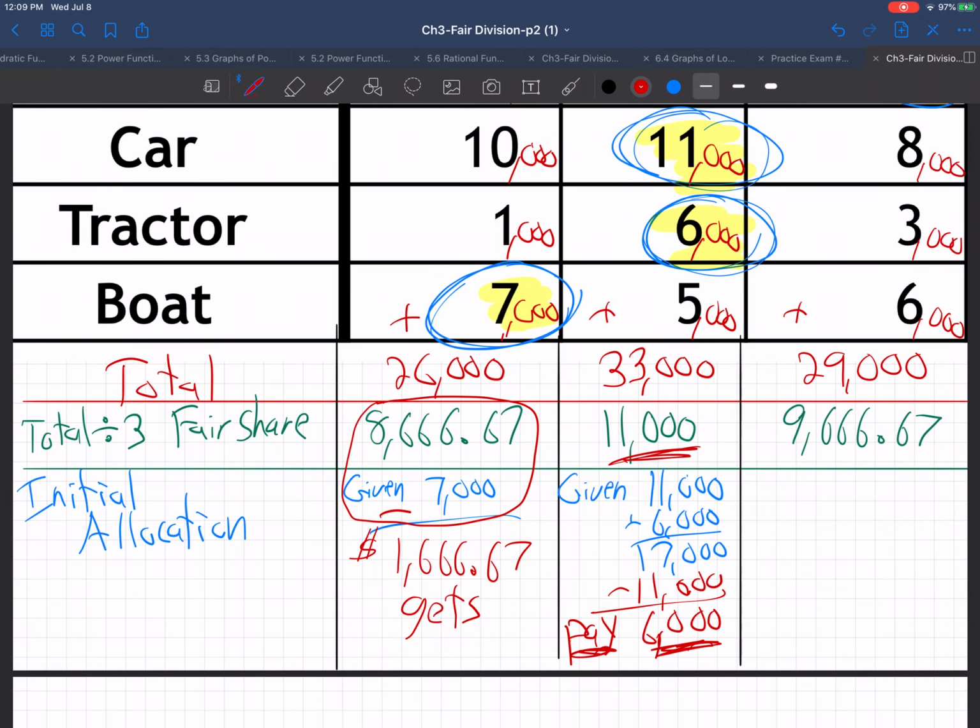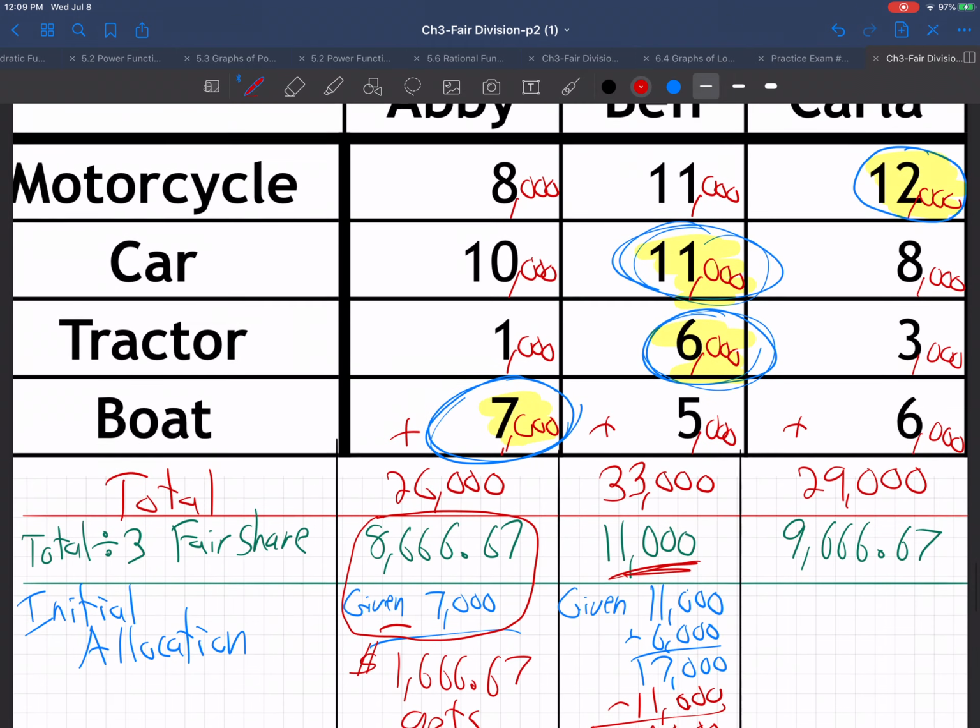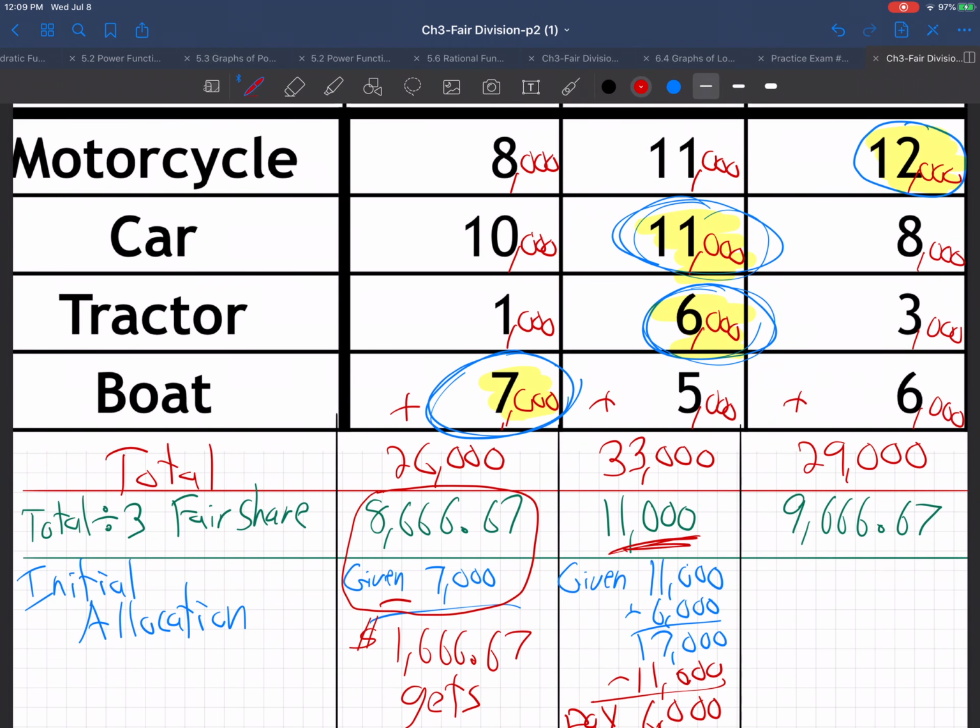Finally, Carla over here. What did Carla get? She got the motorcycle, a $12,000 motorcycle. So she was given the motorcycle, which she said was worth $12,000. What's her fair share? Her fair share is right here. So I'm going to have to subtract that, aren't I? Going to have to subtract $9,666.67 because she was given too much, right? She was given the motorcycle, which is worth more than her fair share.